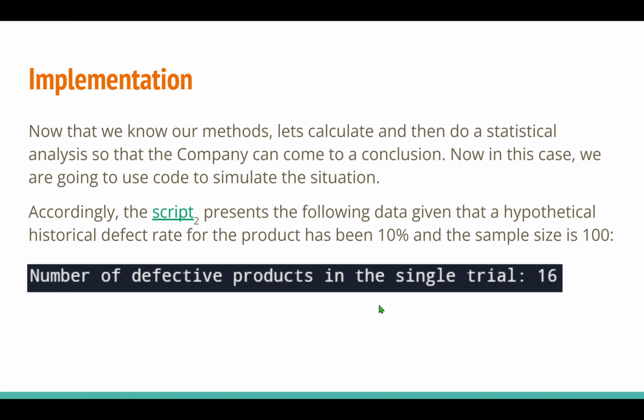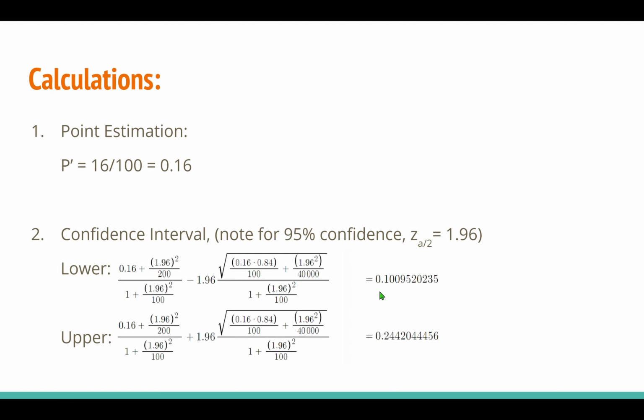Now that we know our methods, let's calculate and do a statistical analysis so that the Ford Motor Company can come to a conclusion. In this case, we're just going to be using a code to simulate a hypothetical situation using a C code script that I compiled. The code presents the following data, given that the hypothetical historical defect rate for the product has been 10% and the sample size is 100. The code presents that the number of defective products in a single trial is 16. Now we're going to do the calculations, and the point estimate of the defect rate is 0.16 or 16%.